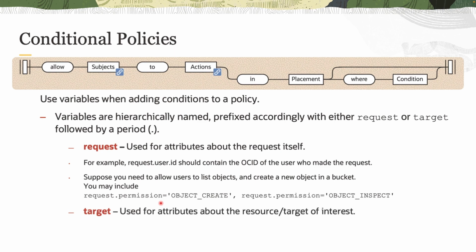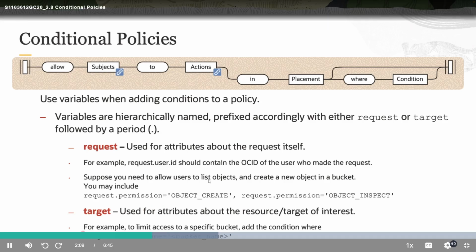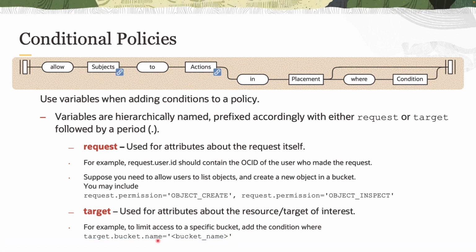Next, in the case of target, it is the resource being acted upon in the request, and it holds attributes about the target resource of interest. For example, to limit access to a specific bucket in a particular compartment, add the condition where target.bucket.name is equal to the bucket name. It is as simple as this: the request variable is used for attributes about the request, and the target variable for attributes about the target resource.